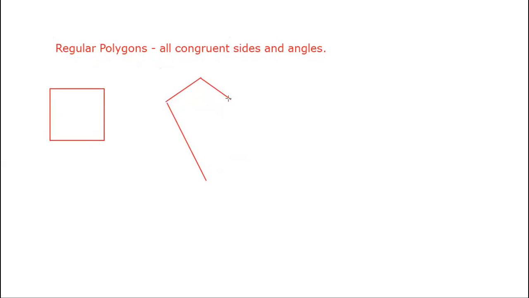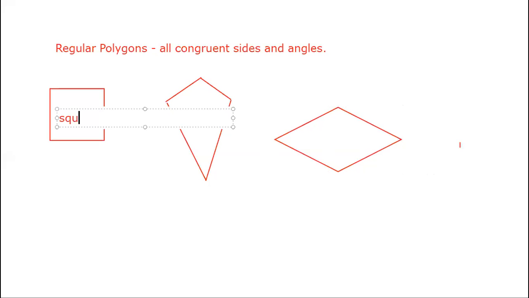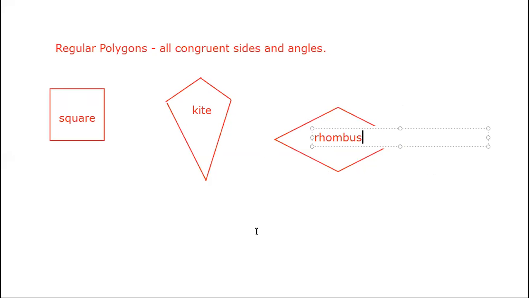I'm trying to draw this as closely as possible to regular. And then our rhombus. So we have a square, we have a kite, all of these are parallelograms that we have studied, and we have a rhombus. How many lines of symmetry are in these? Pause for a second and see if you can figure this out.